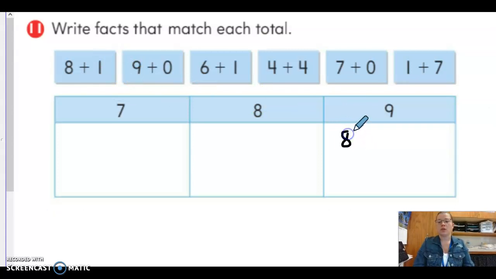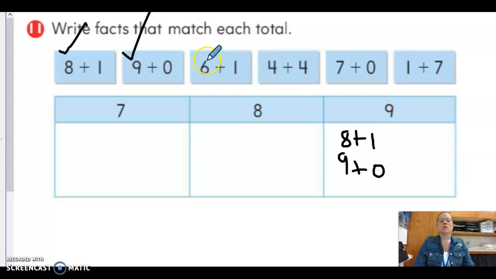8 plus 1. Good. I'm going to put a little mark here so we know that we did that. Check. Done. 9 plus 0. Remember when we add with 0, the number doesn't change? So that ends up with 9 as well. So we have 9 plus 0 equals 9.